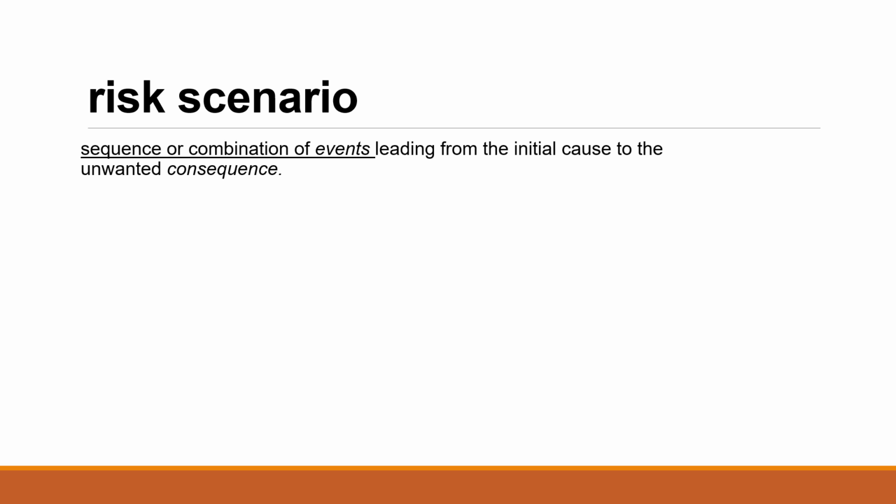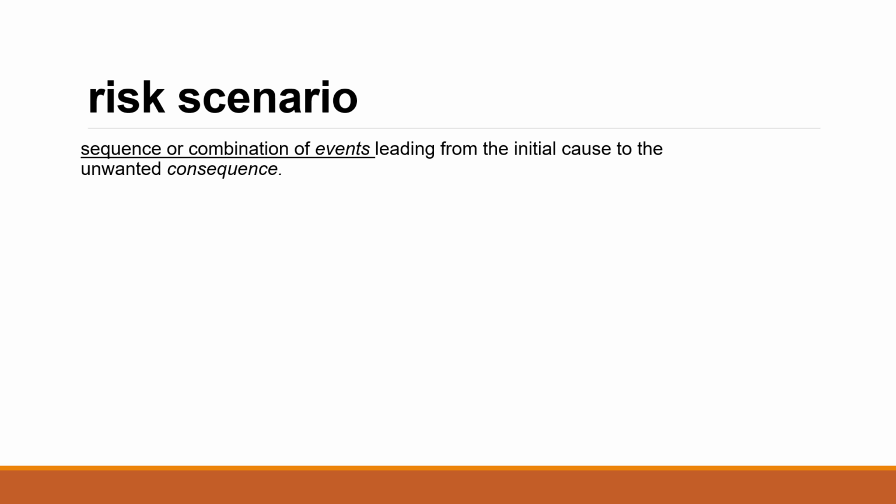Now, when we say scenario, we can create an event-based scenario, or an asset-based scenario. So it's a sequence or combination of events leading from the initial cause to the unwanted consequence. And if you remember, in my previous session I was also talking about how, to identify the risk, you can take different approaches. I talked about generic scenarios, and top-down scenarios. You look at the organization's key information, and what can go wrong there. That's where you create the scenarios.